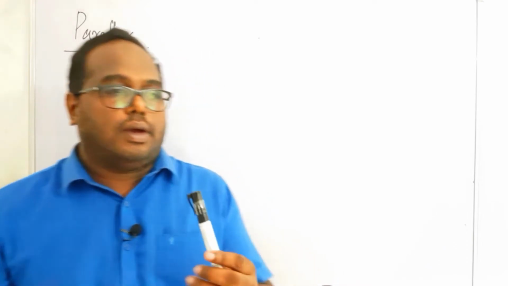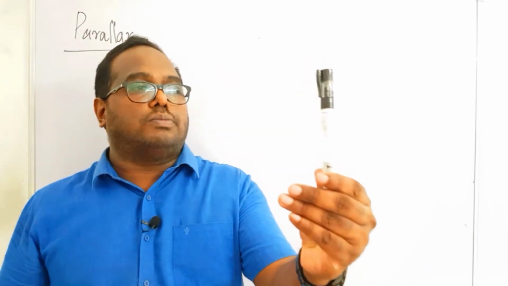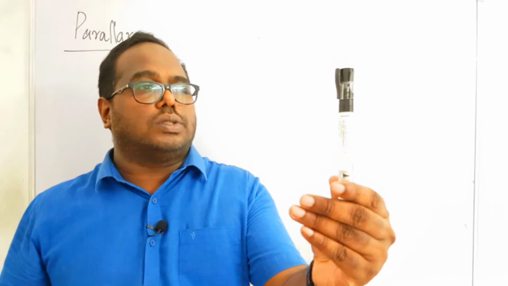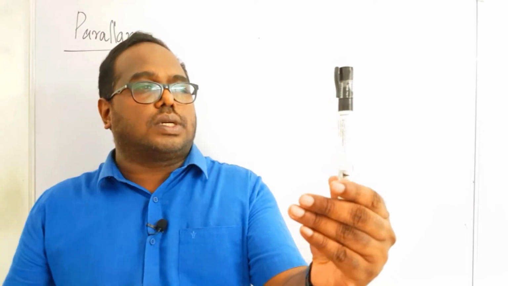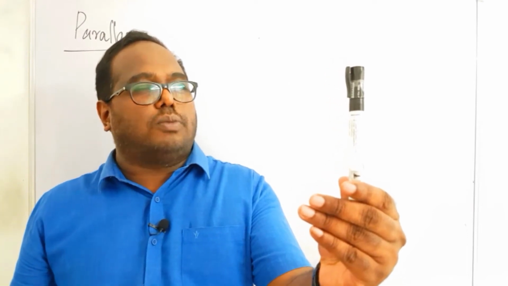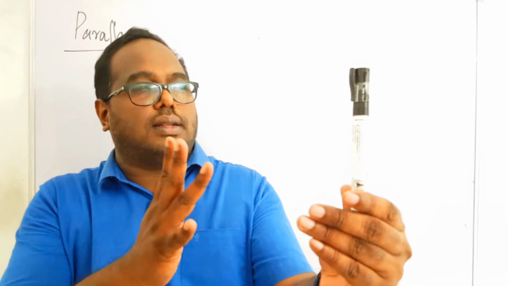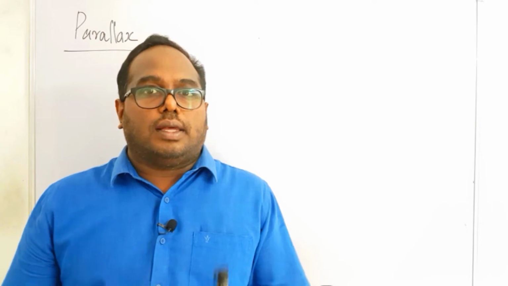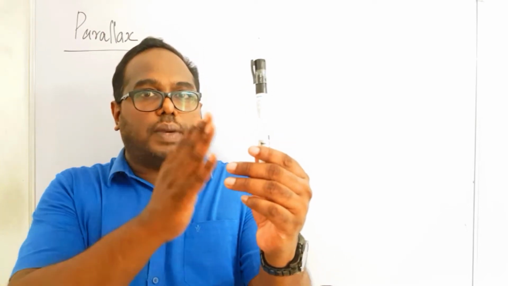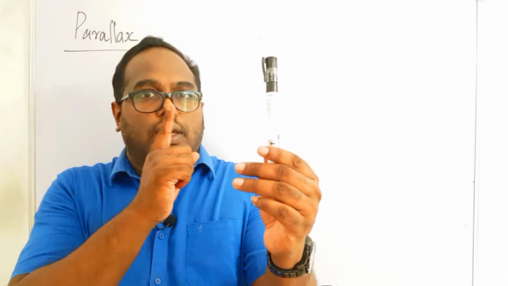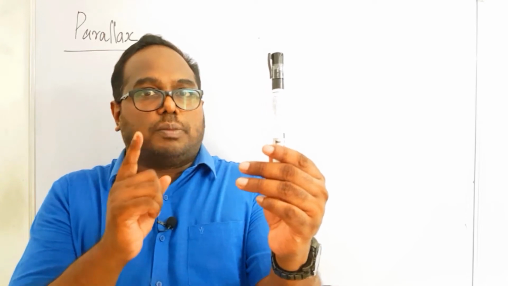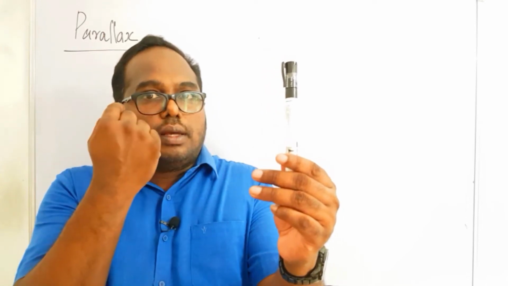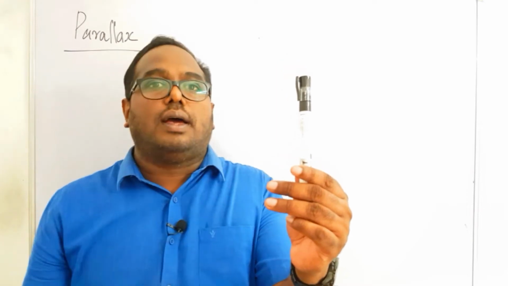For example, if you look at an object with one eye closed, you can see the position of the object. Then again you observe that object with your other eye, and you can see that the object is shifting. You can try this. Why? The object is shifting means you are observing the object in two positions, right? Two positions, because there is a distance between your eyes.